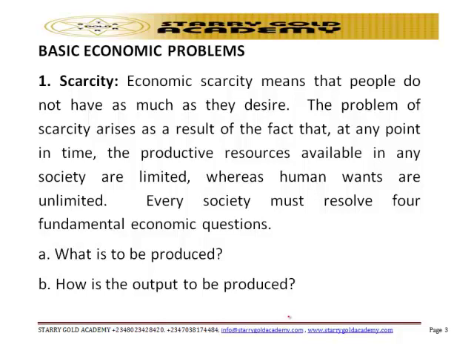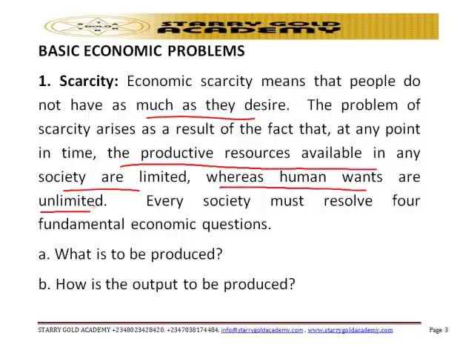Economic scarcity means people do not have as much as they desire. The problem of scarcity arises as a result of the fact that at any point in time, the productive resources available in society are limited, whereas human wants are unlimited.